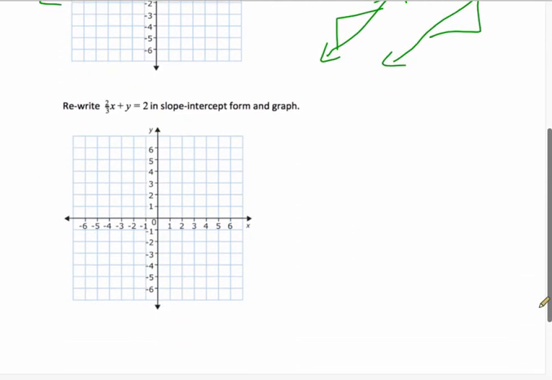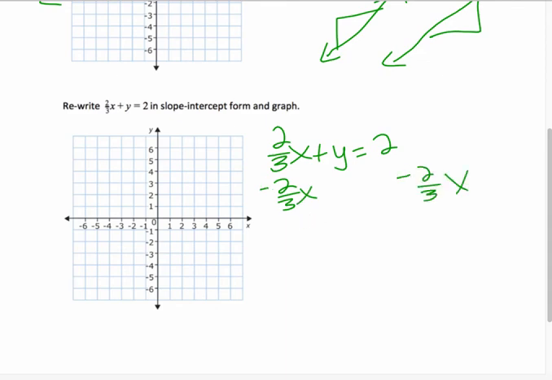All right, the next one. Okay, so this is in standard form. So I need to solve for y. Okay, so 2/3 x plus y equals 2. So I'm going to subtract 2/3 x from both sides. So y equals 2 minus 2/3 x.